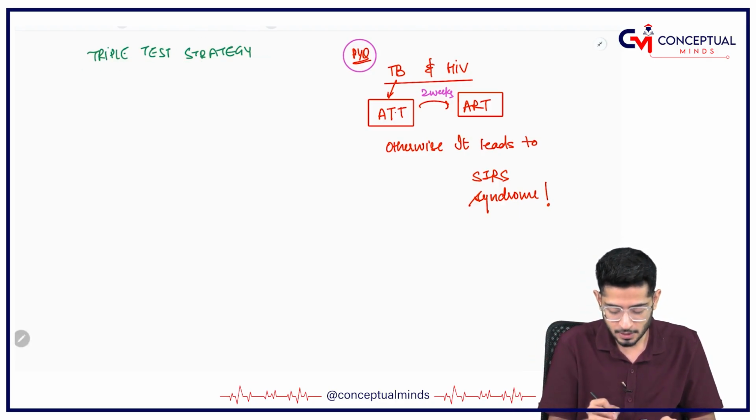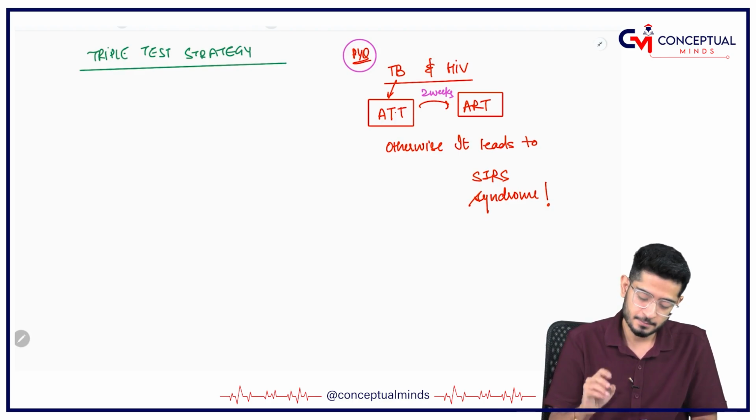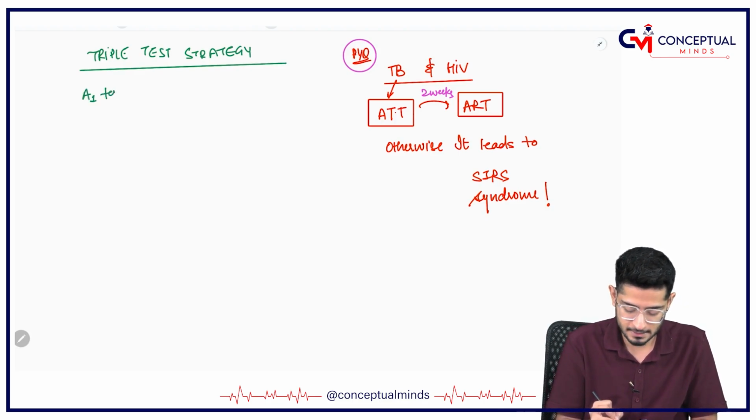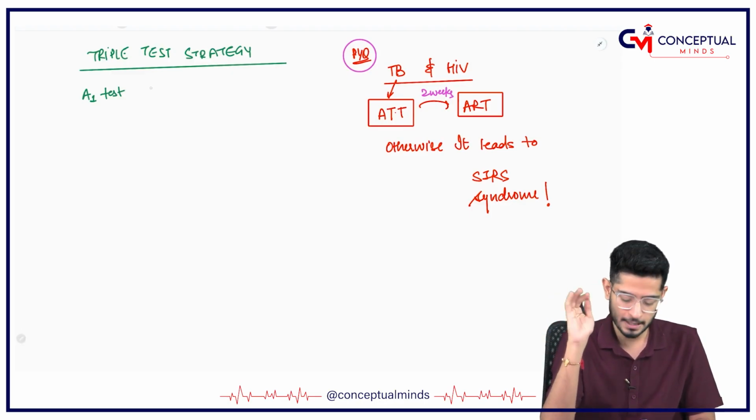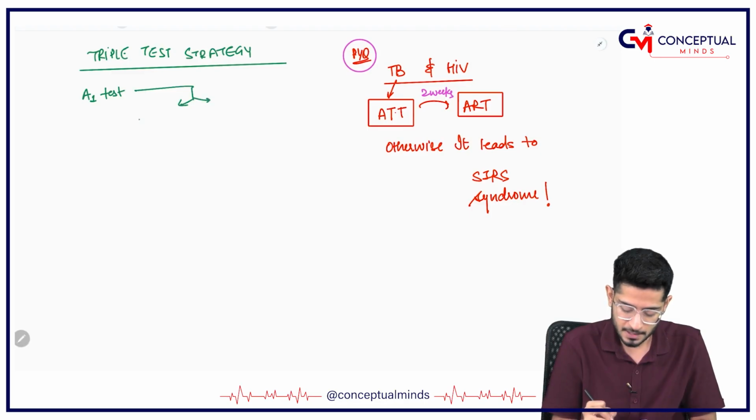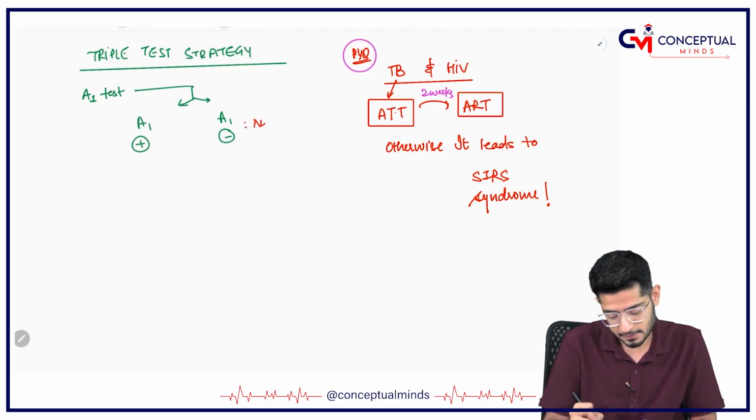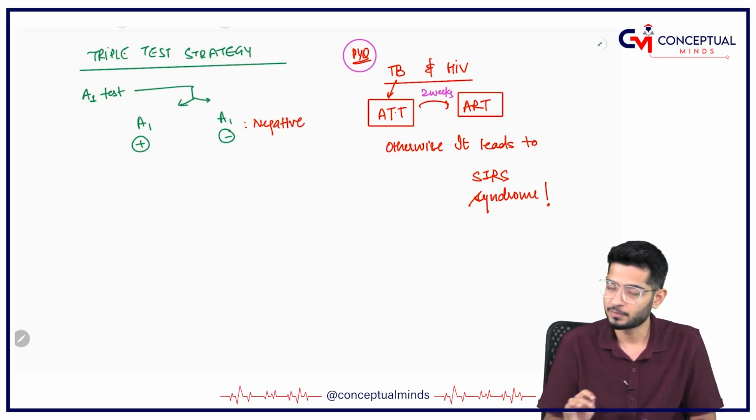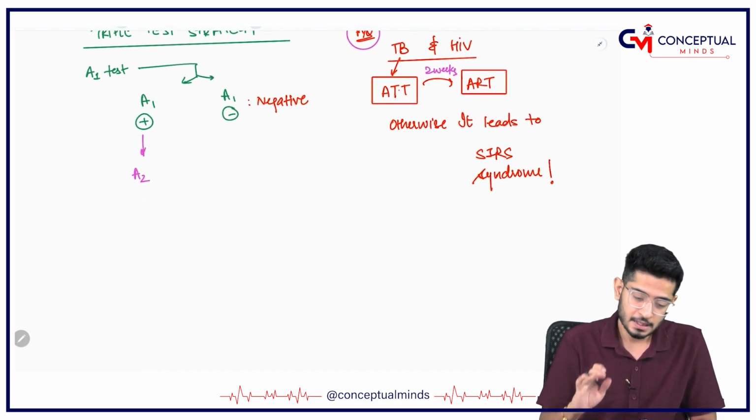So, what is the triple test strategy? Yes, this is my domain and this is something I have to teach you. First of all, we do some A1 test, any test for that matter, Western blot or ELISA or whatever. Now, the patient can be A1 positive or A1 negative. If he is A1 negative, the patient is said to be negative only. That means there is no HIV. But if the A1 is positive, then you have to go for a second test, called the A2 test.